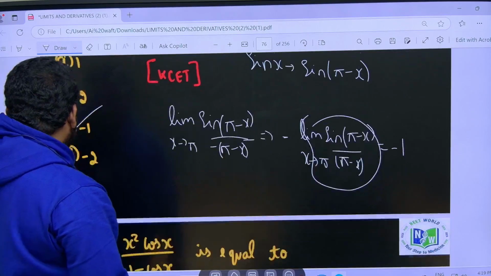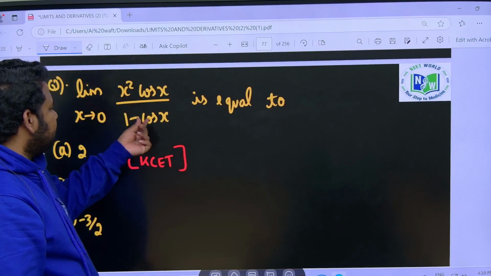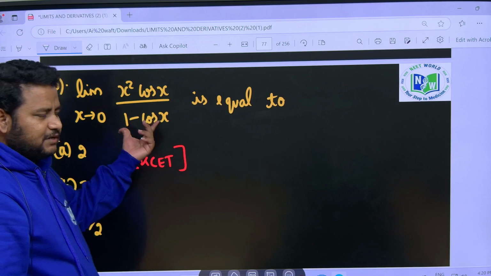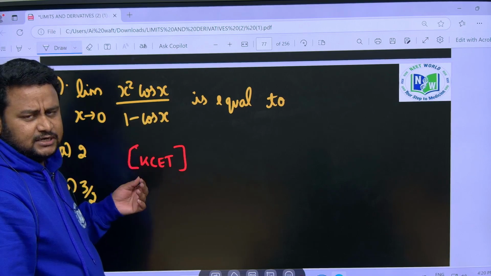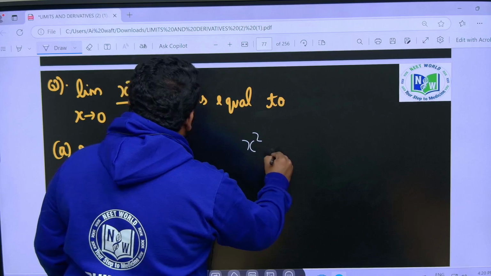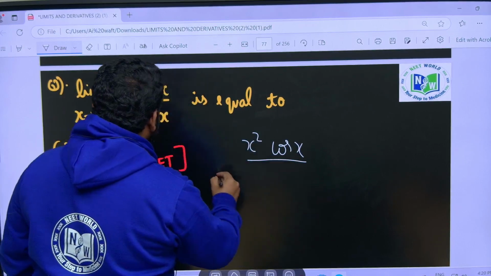Fine. Next one. They have given limit of x square cos x by 1 minus cos x is equal to how much as x tends to 0. Okay, we know that 1 minus cos x is what? It is nothing but 2 sin square theta by 2, that is 2 sin square x by 2. So I can write this as x square cos x. I just write down whatever is given within the limit. x square cos x.